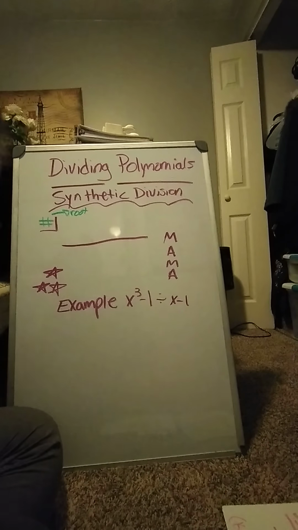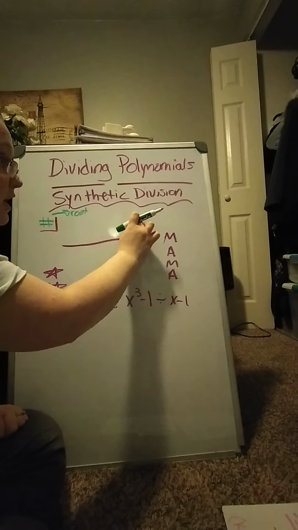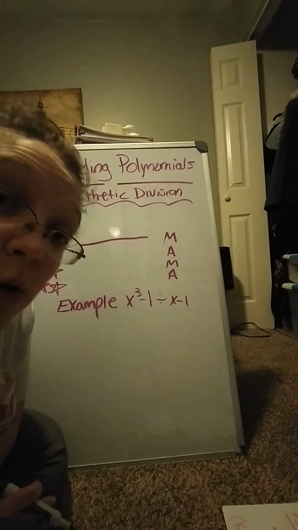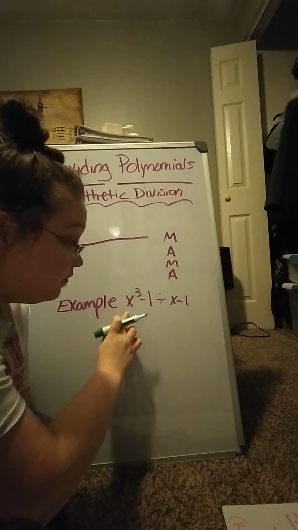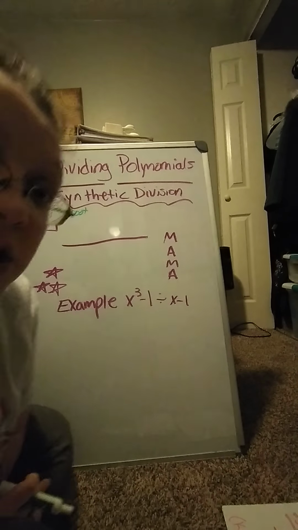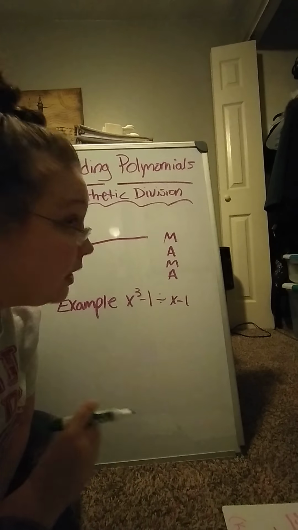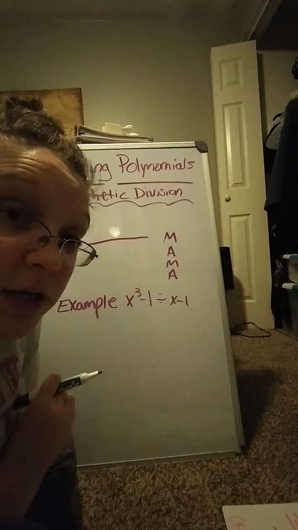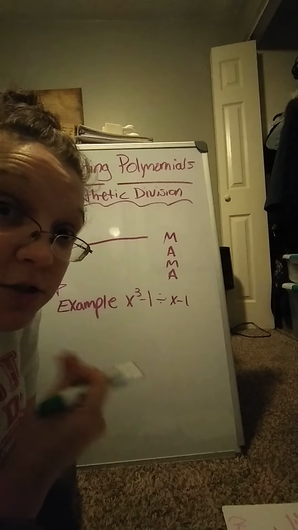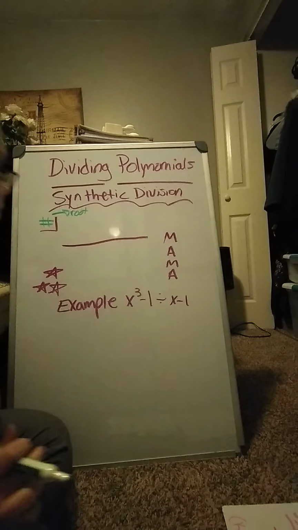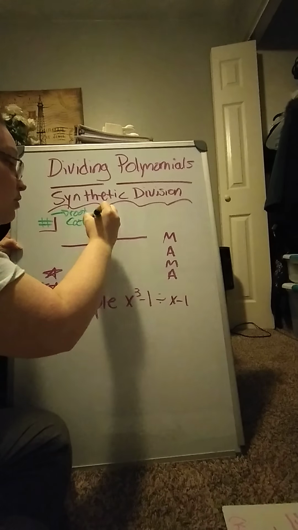Okay? The numbers that go here on the top line are your coefficients from what you are dividing. So you will put the coefficients, which are only the numbers in front. You do not put any variables or any letters in this problem. Not until the very end when we put our answer in. So here, we only put the coefficients.